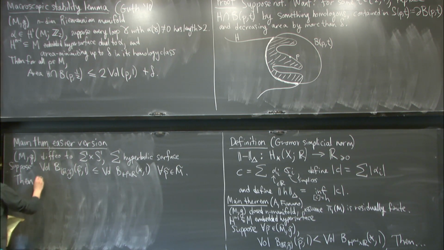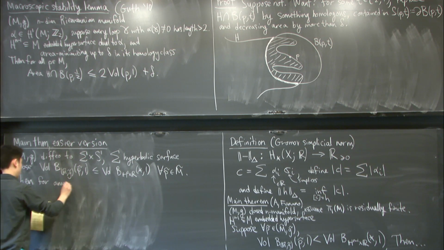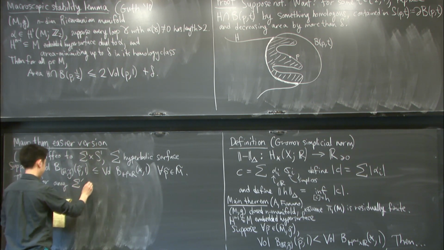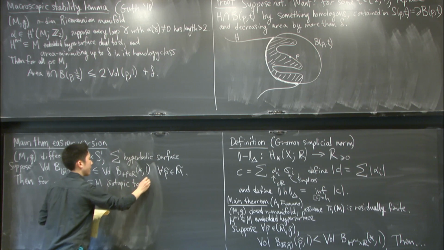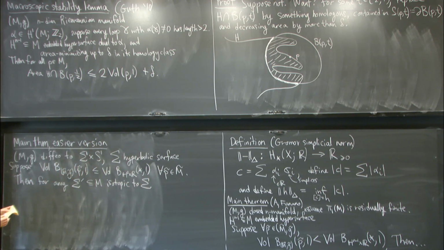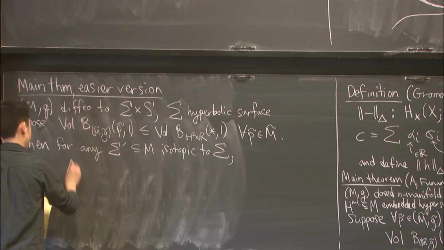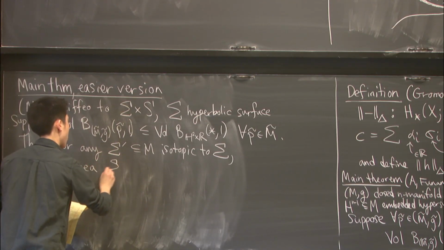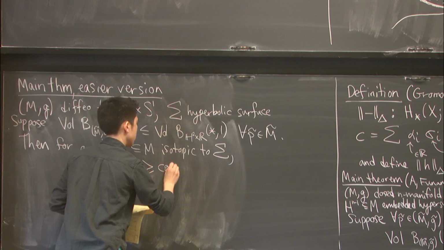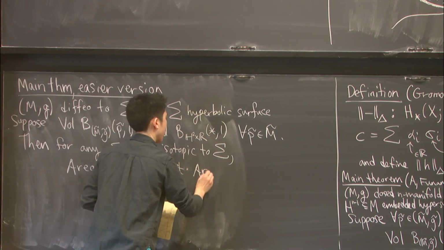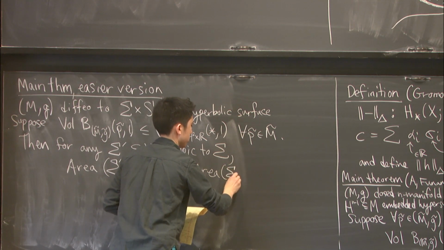Then, instead of an arbitrary hypersurface, I'm going to talk about a surface isotopic to sigma, my sigma factor. For any sigma prime in M isotopic to sigma, the area of sigma prime with respect to our Riemannian metric is at least a constant times the hyperbolic area of sigma, or of sigma prime, which are the same.